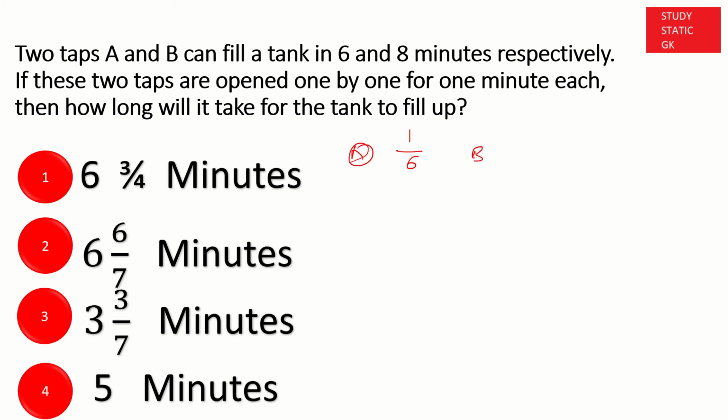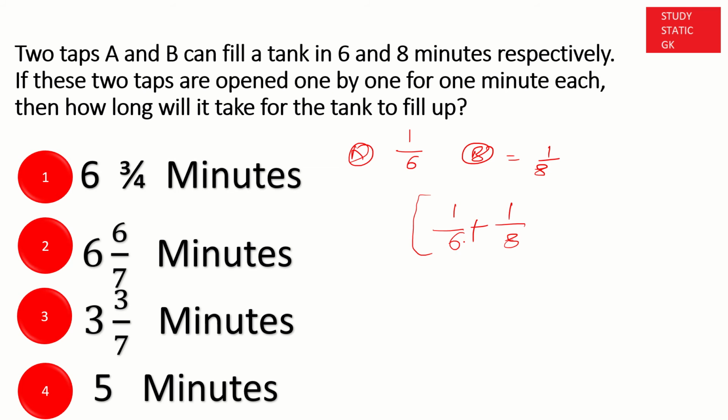Yes. And B is 1 by 8. This is the given. One more point given is that these two taps are open one by one for 1 minute each. So in the first minute 1 by 6th part will be filled by A, in the second minute 1 by 8 part will be filled by B.